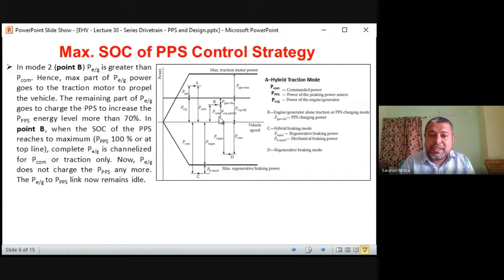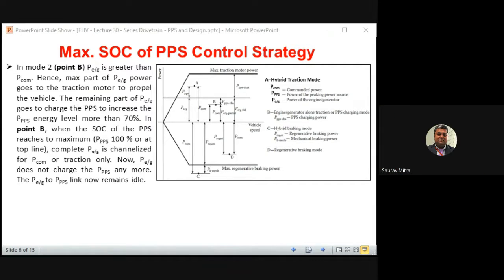So in the initial case, PEG is greater than PCOM, so PEG is doing two things. It is charging the PPS as well as doing the traction. In this case, we find that the charging is increasing. PPS was less than 70%, and now it is increasing. Then suddenly, after certain charging, the PPS has got charged to the maximum peak, or gone to 100%, the top line.